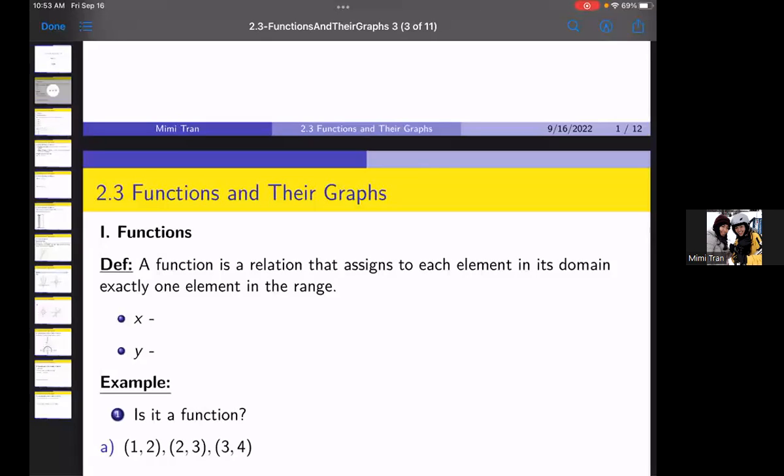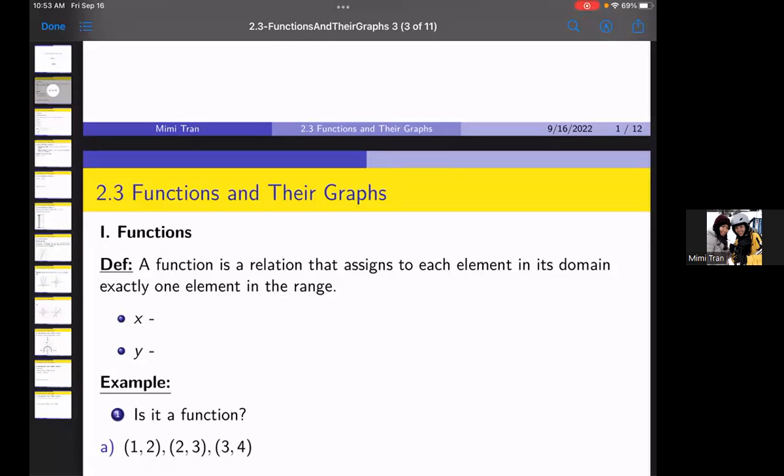So let me repeat because I just recorded. Before we talk about function, I want to remind you what is the relation first. In 62, we defined the relation is a set of x and y, where x is the domain and y is your range. That's it. That's a set of x and y. That's the relation.